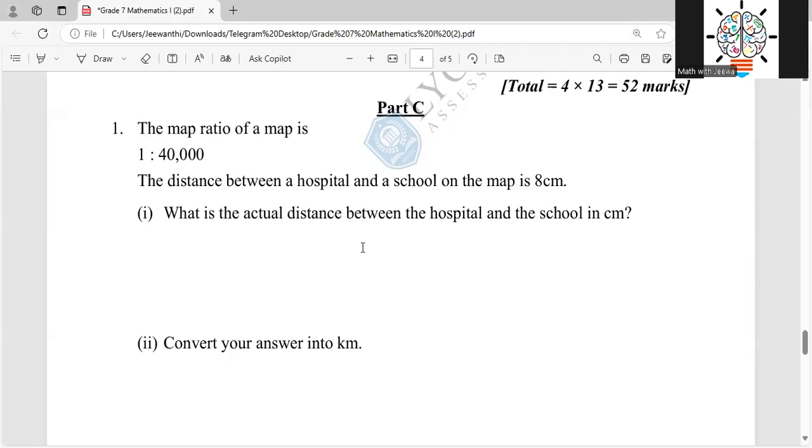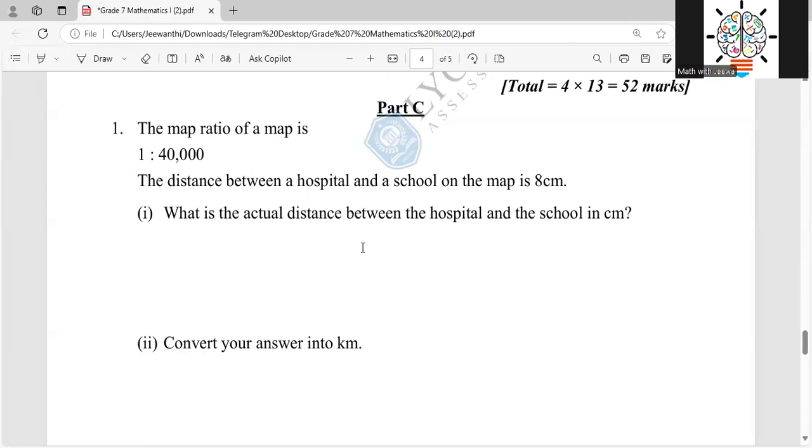But we know in the practical world that we are not measuring things on the ground. The distance between cities, or between two places, we measure in kilometers. But when we have the map ratio, what does that mean? If you see 1 centimeter on the map, that means on the ground it is 40,000 centimeters. First, you want to understand the meaning of this map ratio.